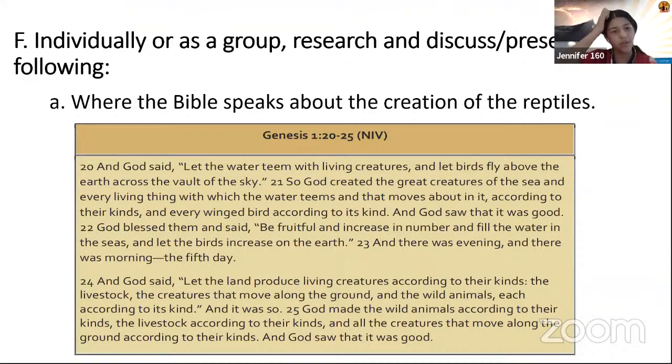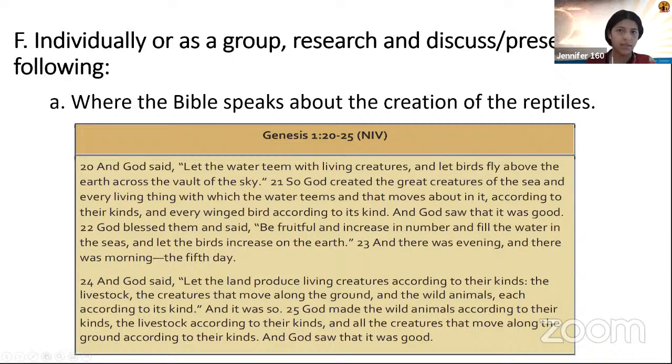So, a reference from the Bible that can teach us about the dinosaurs or when they were created can be found in Genesis 1:20-25. And God said, "Let the water teem with living creatures, and let birds fly above the earth across the vault of the sky." So God created the great creatures of the sea and every living thing with which the water teems and that moves about in it, according to their kinds, and every winged bird according to its kind. And God saw that it was good.